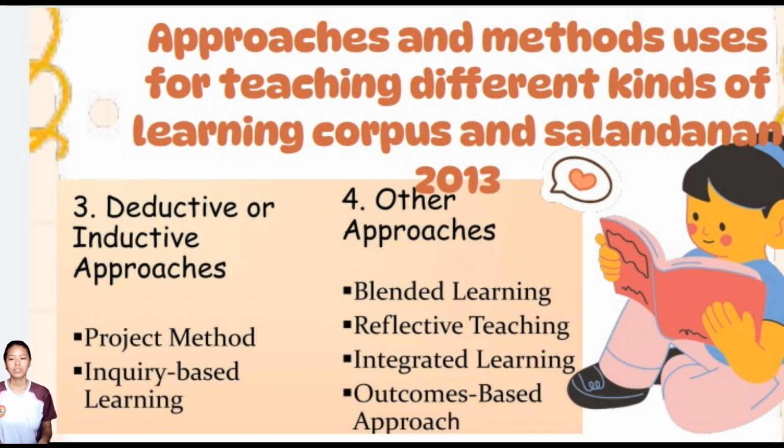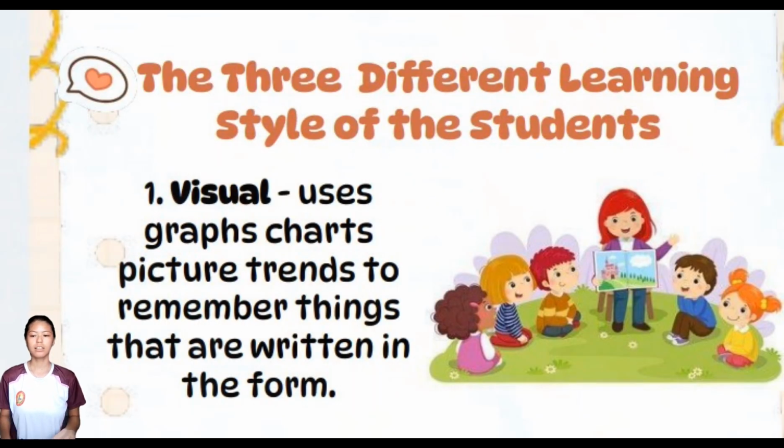So the first definition is the reflective teaching. Students and the teachers think about what they learned and how they can improve. So next is the integrated learning. Students' learning is connected to each other instead of being taught separately. And then the outcome-based approach. In this approach, learning is focused on what students must be able to do after the lesson. So next are the three different learning styles of the students.